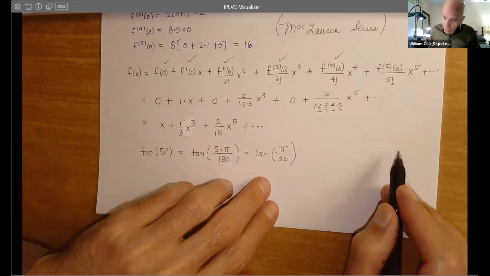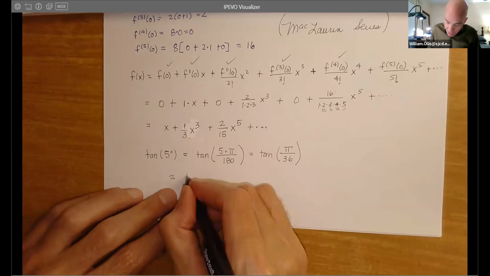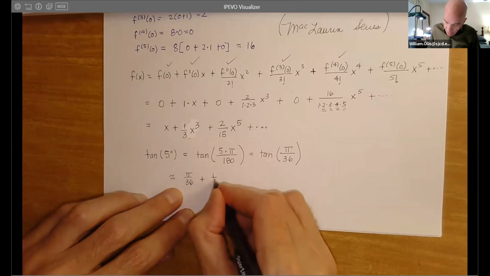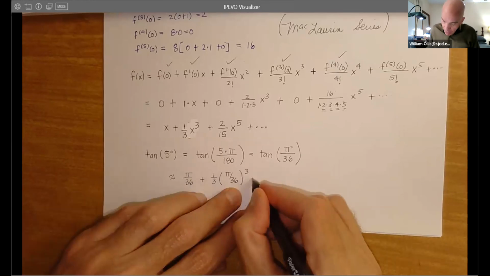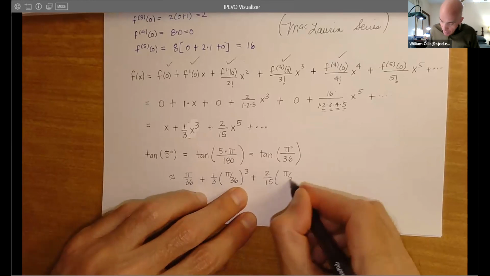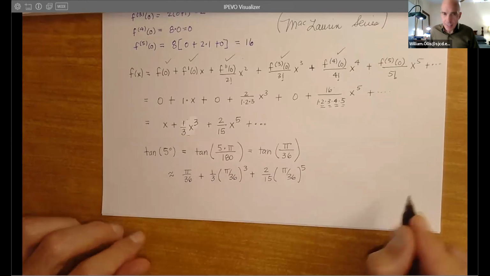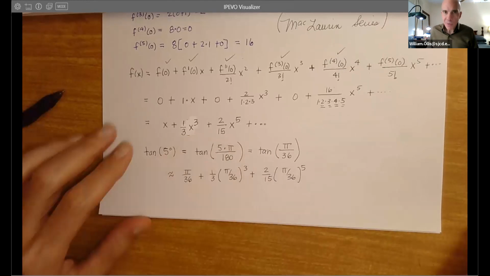So now this will be approximately, let's go ahead and substitute, pi over 36 plus 1/3 pi over 36 cubed plus 2 over 15 pi over 36 to the 5th power. Now, what I did in this case is I just used my Google calculator, the free Google. So let's go to free Google. Let's see, I have to move this over because it won't see it otherwise.